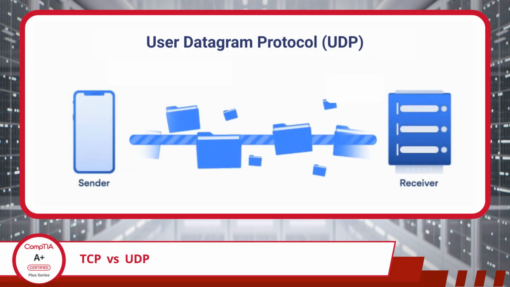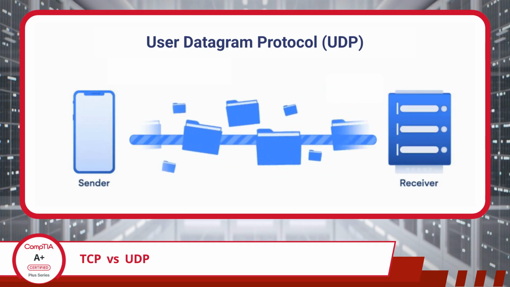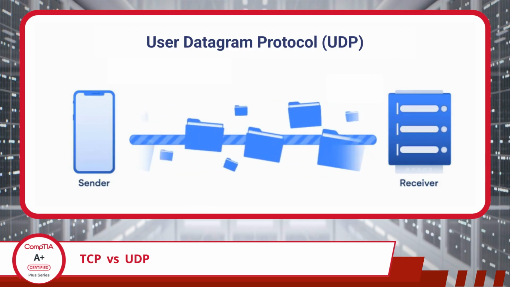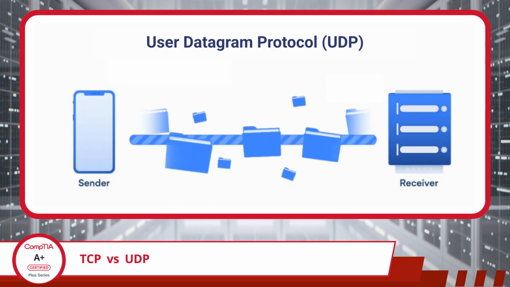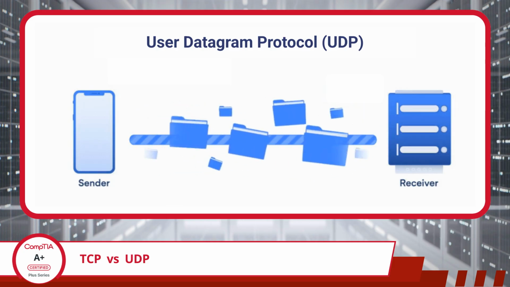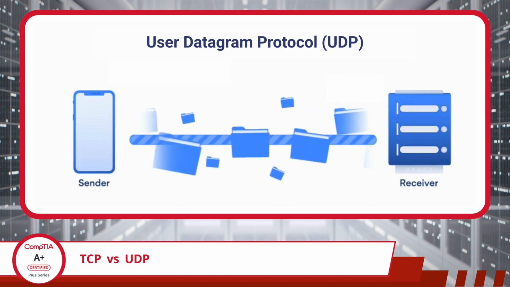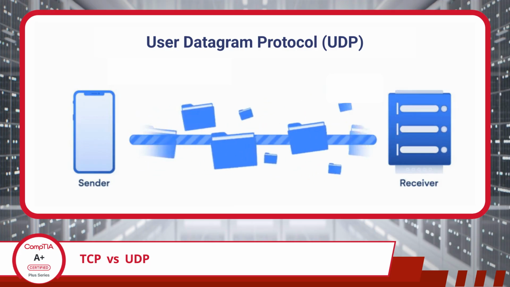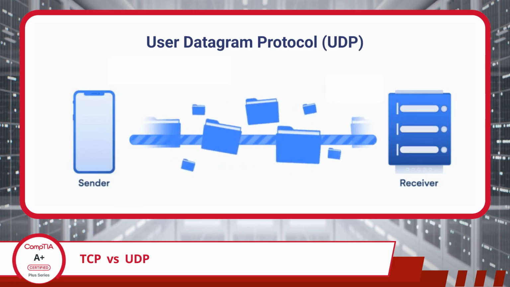UDP, or User Datagram Protocol, on the other hand, is more like sending a postcard. It's fast and efficient, but doesn't guarantee that the postcard will reach its destination. UDP sends packets without establishing a connection, making it faster but less reliable than TCP. It's used when speed is more critical than accuracy, like live video streaming or online gaming, where receiving data quickly is more important than getting every single packet.